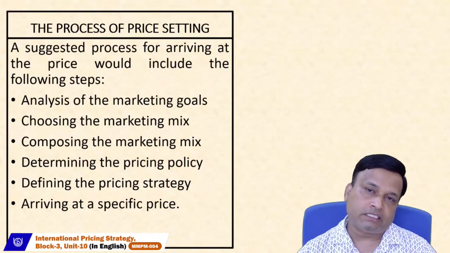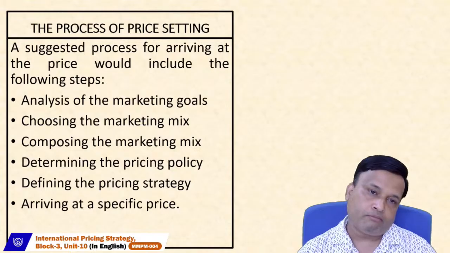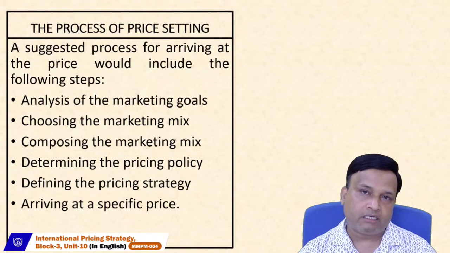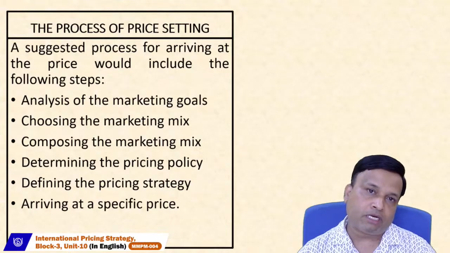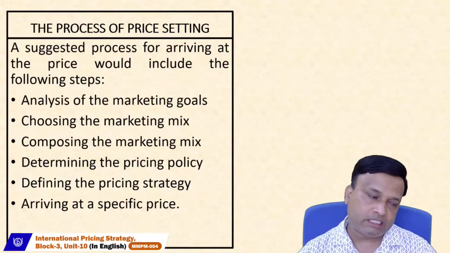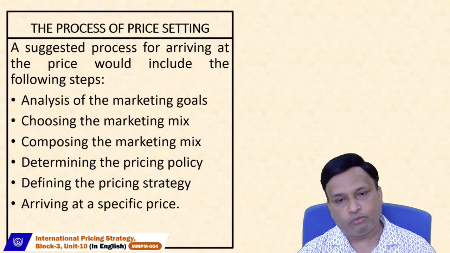That decides, first of all, your objective. What are your marketing goals? Your marketing goal is to get more market share, or you want to get a chunk of the market, or only the cream of the market you want to control. So what are your goals? Once your goal is decided, then you talk about the marketing mix, which includes the 4 P's.